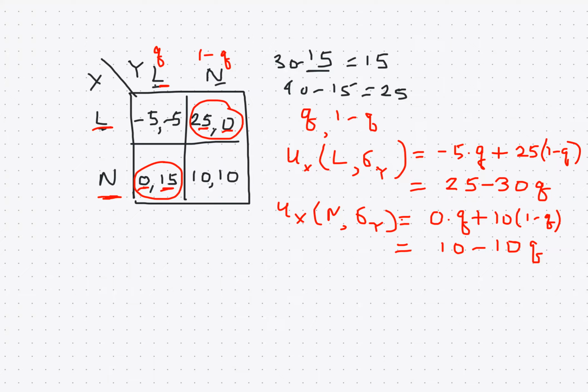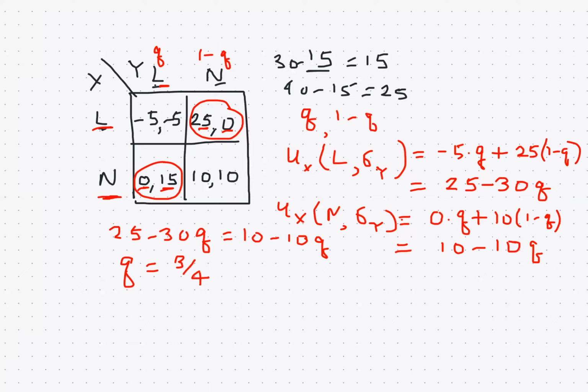So 25 minus 30Q, the expected payoff from lobbying for firm X, should be equal to the expected payoff of not lobbying for firm X. So that would be 10 minus 10Q, right? So in this case, this will simplify it. You can solve for Q. Q is the only unknown here, right? So if you solve for it, Q would be equal to 3/4.